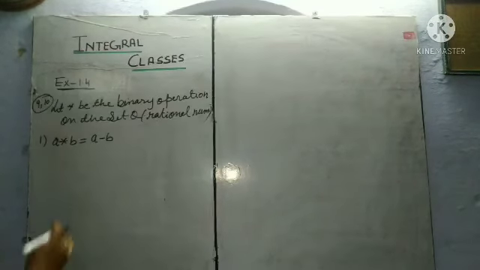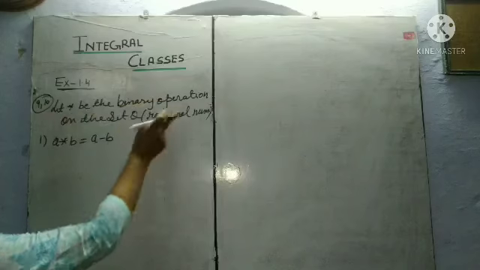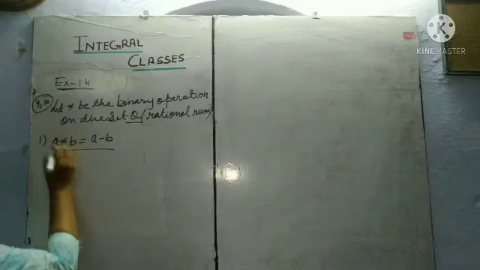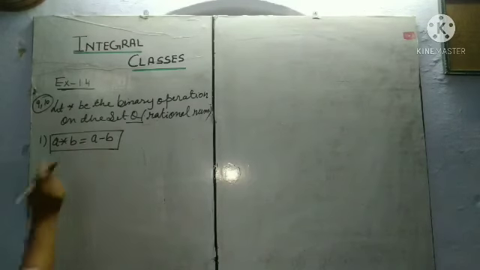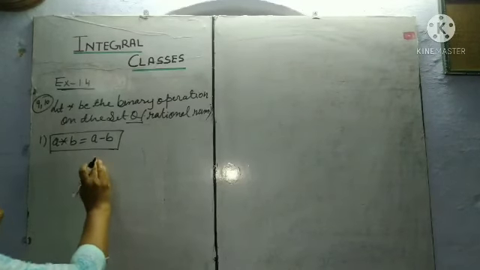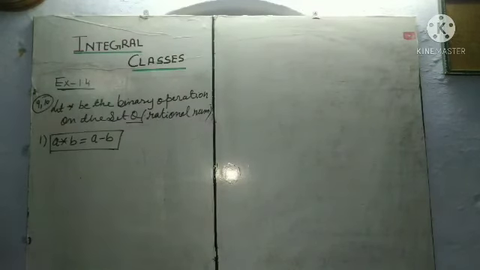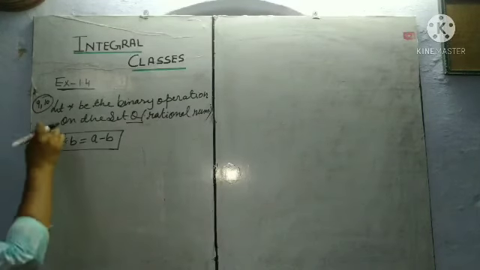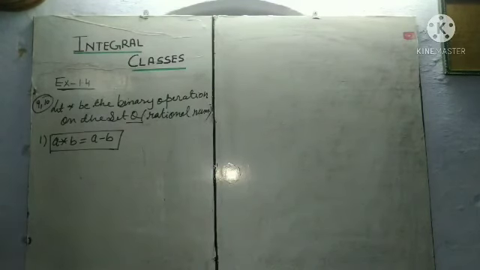Now students, we will do question number 9 and 10 combined, because in this question star is the binary operation on Q, the set of rational numbers, and the binary operation is given as A star B is equal to A minus B. Now we will find out whether it is commutative, associative, or whether there exists an identity element or not. Question number 10 asks the same, so we will combine these two questions and do them together.